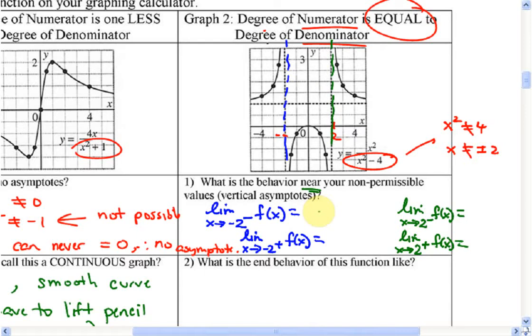And can someone suggest to me what we get for the first one here? The limit as x approaches negative 2 from the left. That means I'm traveling along the curve from the left. And where does it go? Up, up, up, and away to something we call infinity. Good. And what happens as x approaches negative 2 from the right? It goes way, way, way down to negative infinity. Okay?